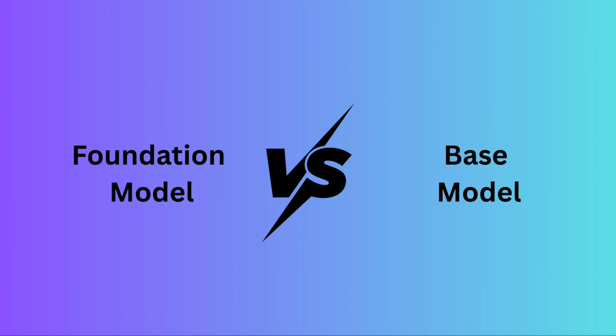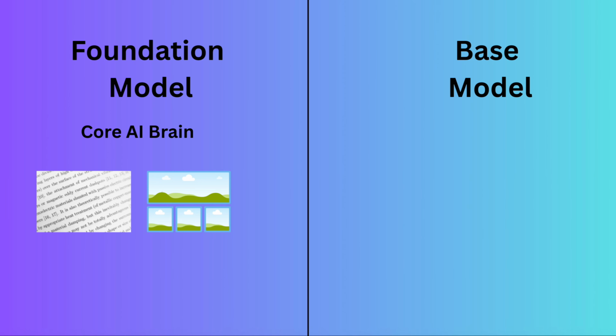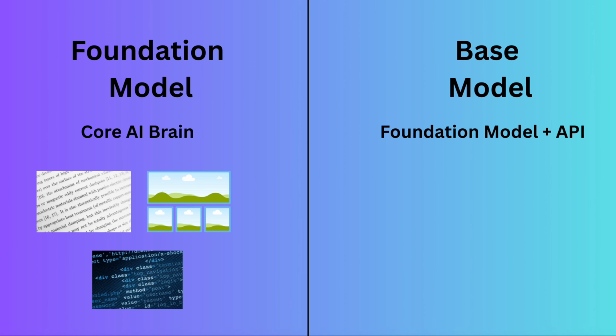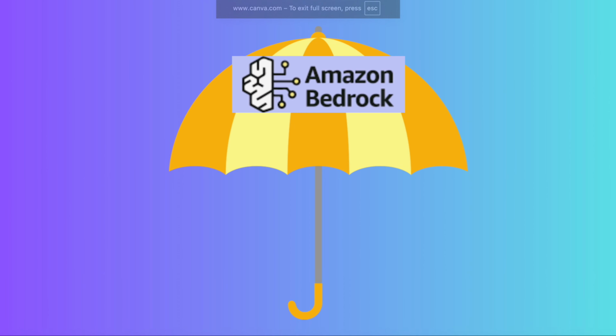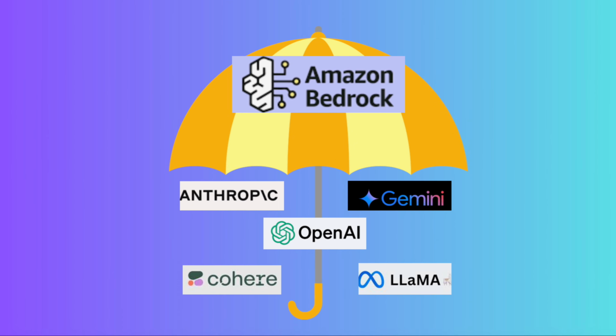This brings us to our next key concept, the difference between foundation models and base models. A foundation model, or FM, is the core technology, a massive pre-trained neural network. A base model is a foundation model that is packaged by a provider and ready to use out of the box. So, when you see a model like Amazon Titan or Anthropic's Claude 3, you are looking at a ready-to-use base model that lives under the umbrella of a foundation model. Bedrock gives you a variety of these industry-leading base models to choose from.